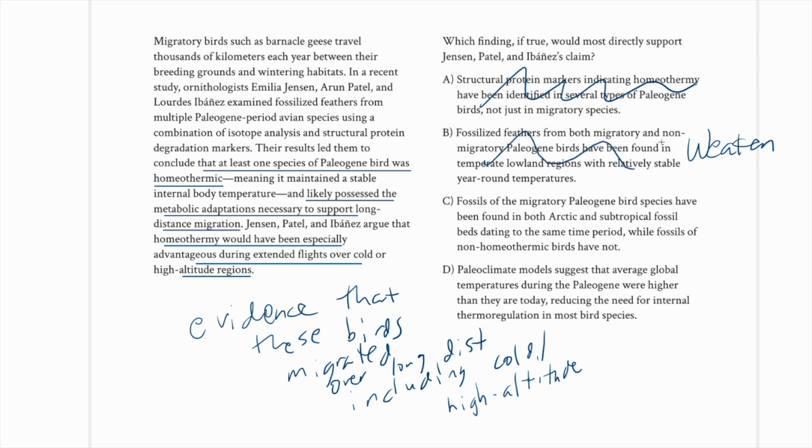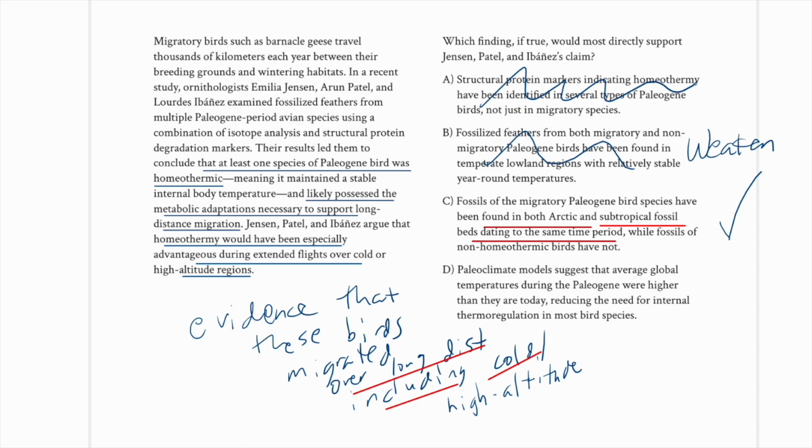Okay, so on to C. Fossils of the migratory Paleogene bird species have been found in both Arctic and subtropical fossil beds dating to the same time period, where fossils of non-homeothermic birds have not. Yes, and so this one, unlike B, does draw a distinction between homeothermic and non-homeothermic birds. And then on top of that, it really emphasizes this point that they've been found in cold regions, but also warm regions. So subtropical, that means, if they're going to be found in the Arctic and in subtropical regions, that means that they've been migrating over long distances. And so that's going to support our argument.